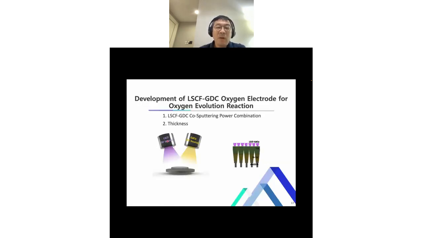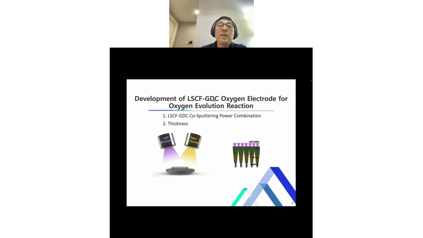Now we move on to the next problem, which is making the oxygen electrode. This is much more complicated than the fabrication of the electrolyte, because the material itself is very complicated. It's made of LSCF, lanthanum strontium cobalt ferrite, and then we also have to mix in ceria, because it basically makes more catalytic surface by mixing in the ionic conductor.